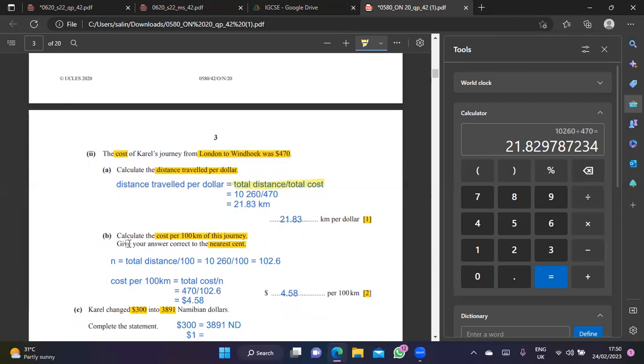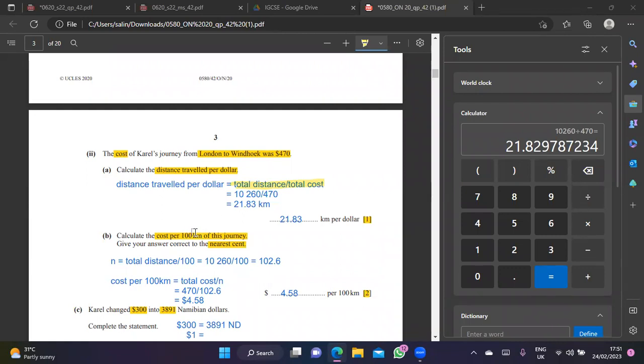Next question. Calculate cost per 100 kilometer of this journey. Give your answer correct to the nearest cent. See, for this case, we have to give the nearest cent. They have a criterion here. Again, what do you need to do here? You have to figure it out according to your logic. What am I supposed to do here? I want to find cost per 100 kilometer.